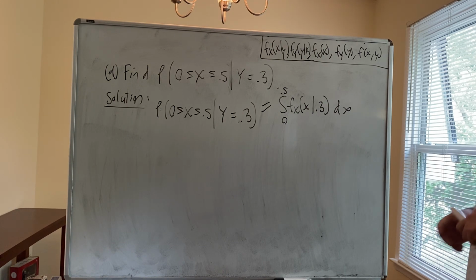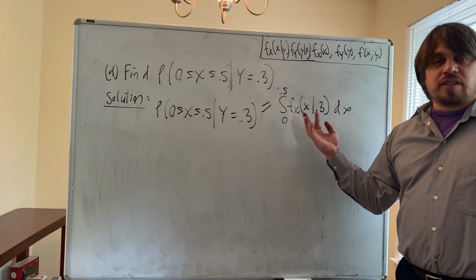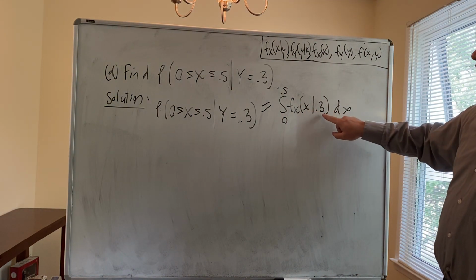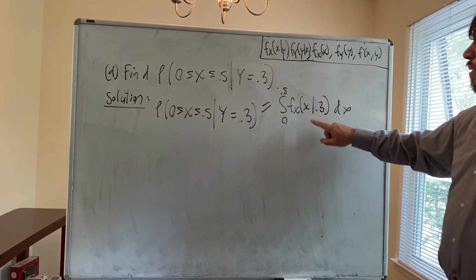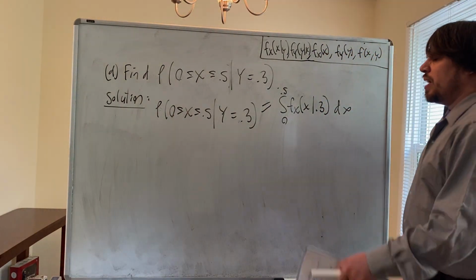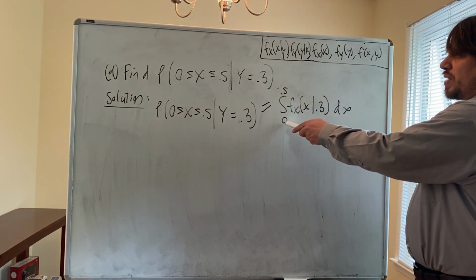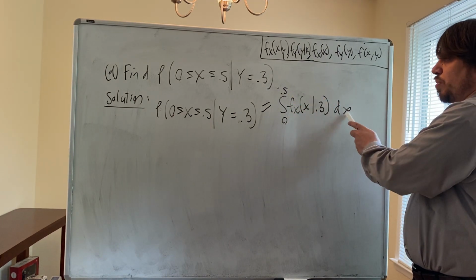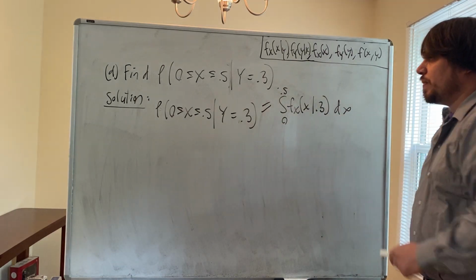Okay. This is the marginal probability. This is the conditional probability that x is equal to x naught, given that y is equal to 0.3. But now we're looking at a range of x values from 0 to 0.5. And so I'm going to add up the values from x equals 0 to x equals 0.5. So I'm going to integrate this from x equals 0 to x equals 0.5. So it's integrating with respect to x. Okay?